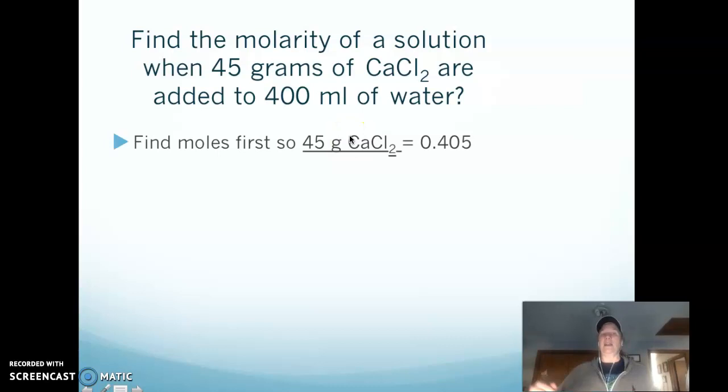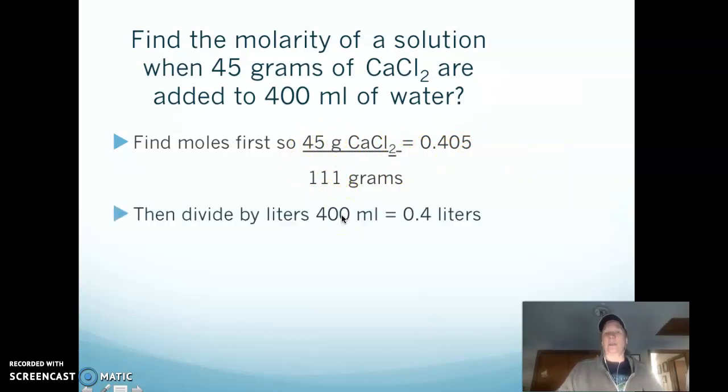First thing you do to find moles is you take the mass that they give you and you divide by its formula mass. This is 1 calcium and 2 chlorine. And if you have that app on your phone, you'd put in calcium chloride and you get 111 grams. So you divide those two first, and this is your moles of calcium chloride. It's the mass they give you divided by its formula mass.